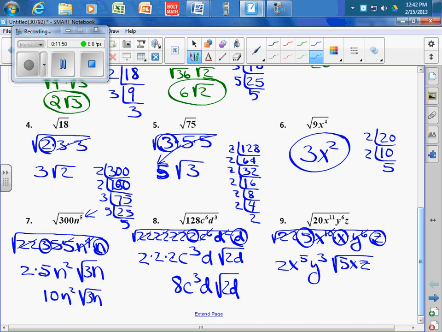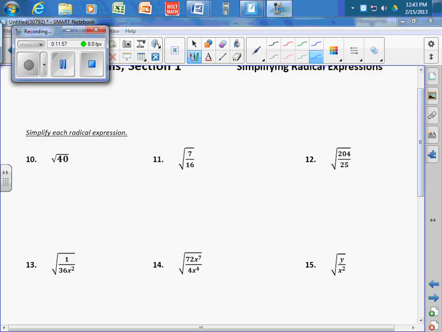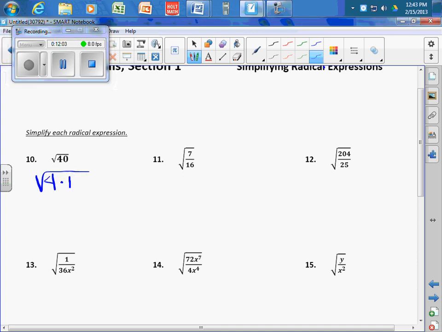So my answer is 2x to the 5th, y to the 3rd, radical 5xz. On the next page, number 10, we have radical 4 times 10, which would be radical 40, which makes it radical 4 times radical 10. The square root of 4 is 2, and you get radical 10. So 2 radical 10 is your answer.